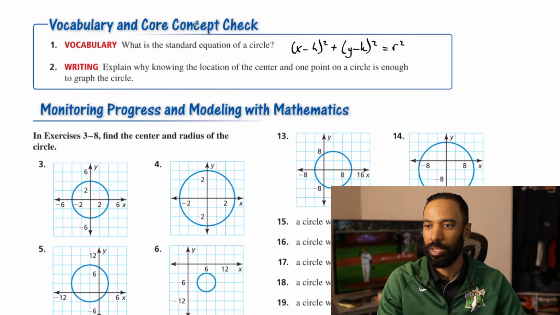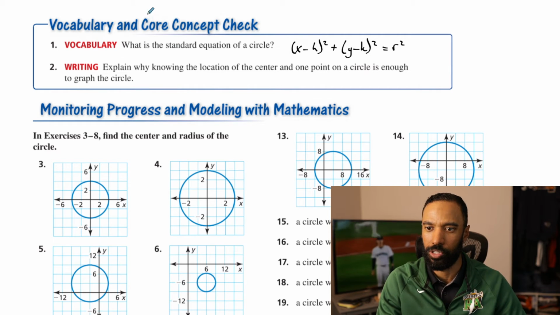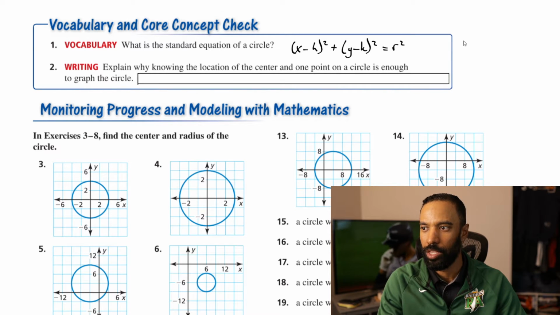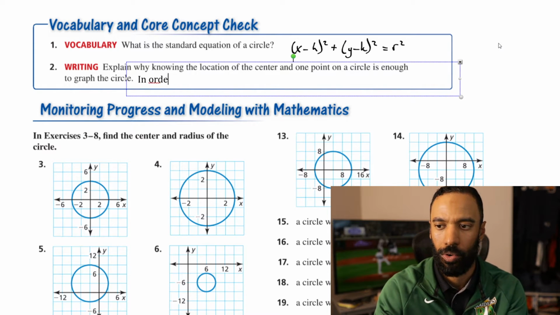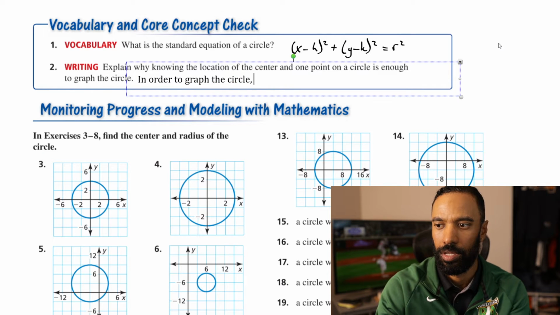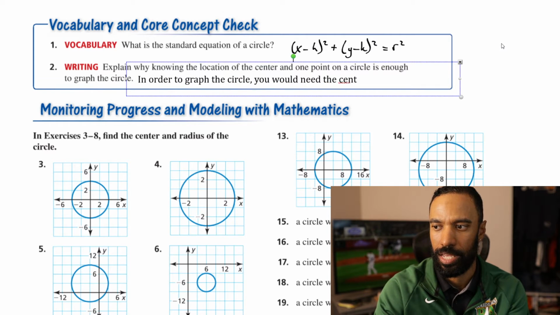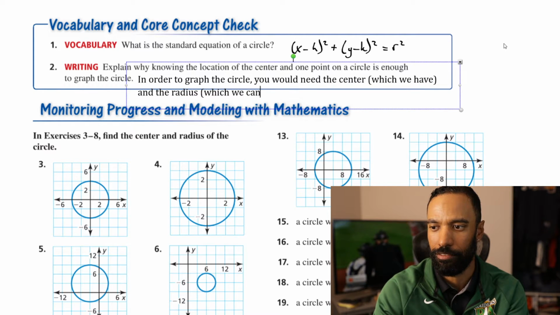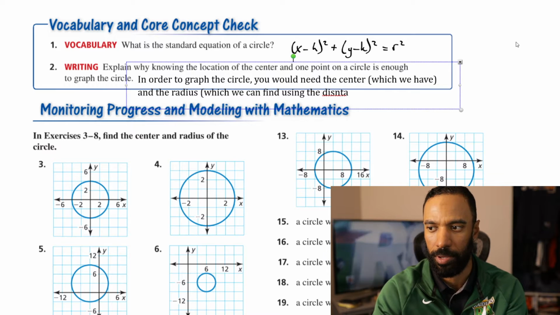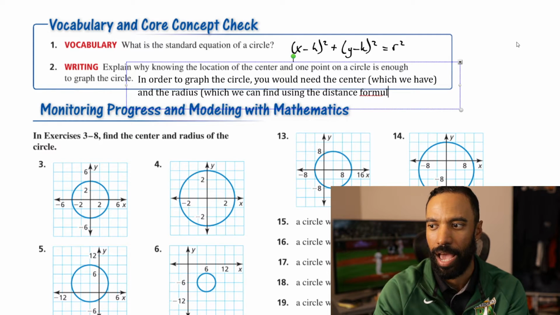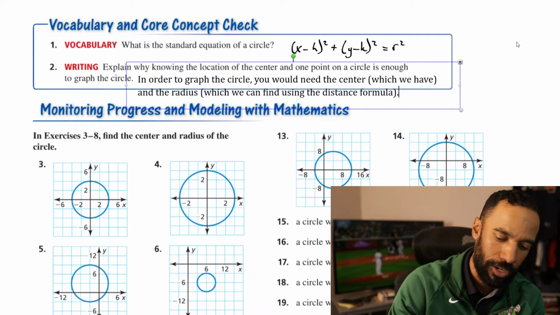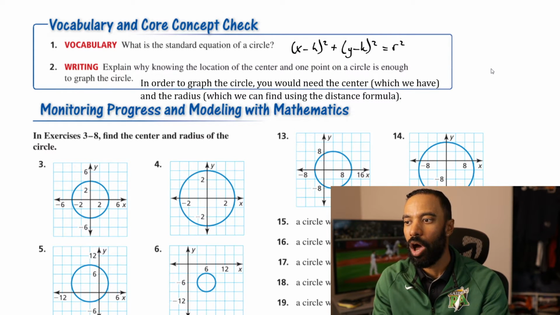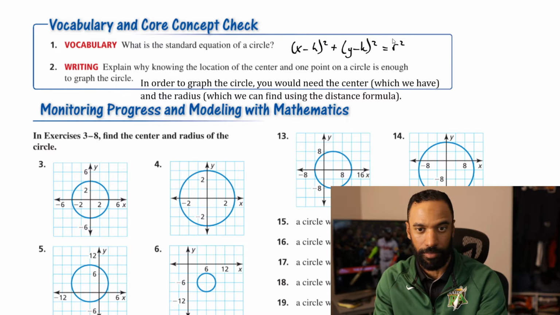Like that. Explain why knowing the location of the center and one point on a circle is enough to graph the circle. Well, in order to graph the circle, you would need the center, which we have, and the radius, which we can find using the distance formula. I'm going to appease them by saying distance formula. I would use Pythagorean theorem with a physical right triangle, or at least the idea of it. I could use distance formula, but either or. All you need are center and radius to graph everything.